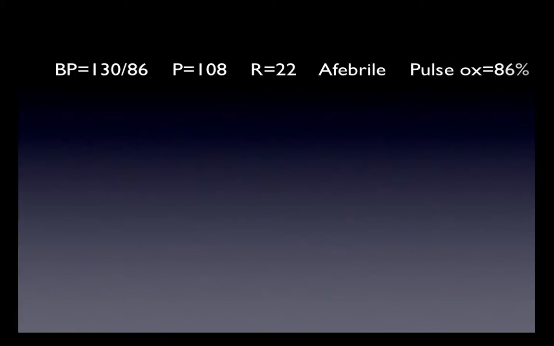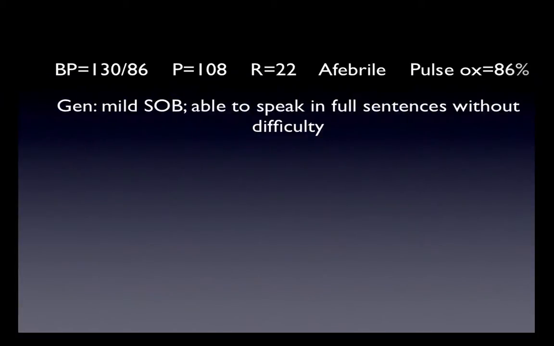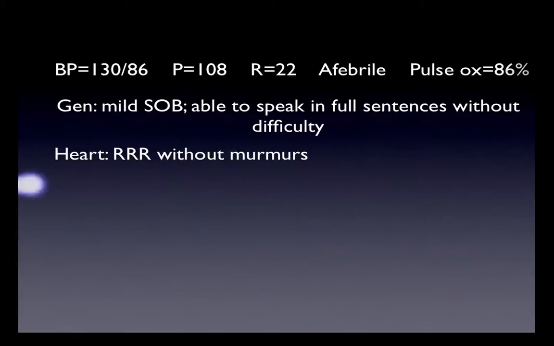His vital signs are as follows. Blood pressure is 130/86, a pulse of 108, respirations 22. He's afebrile with a pulse ox of 86% on 2 liters per minute nasal cannula. His general appearance is that of a patient with mild shortness of breath, which is different than how he was just a few hours ago. He's able to speak in full sentences without difficulty, but clearly has some shortness of breath that was not there previously. His heart exam is normal.